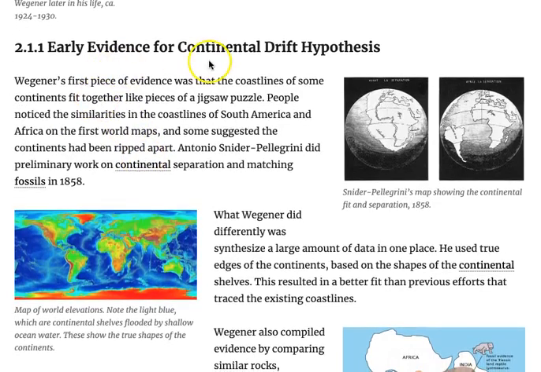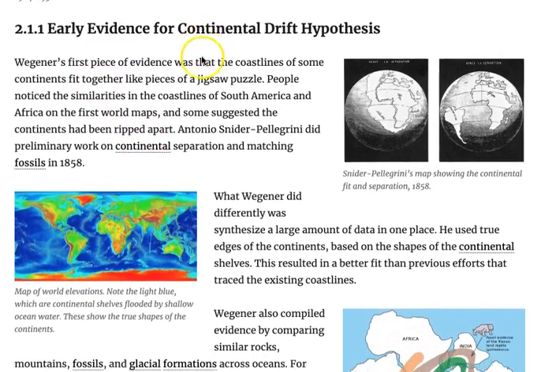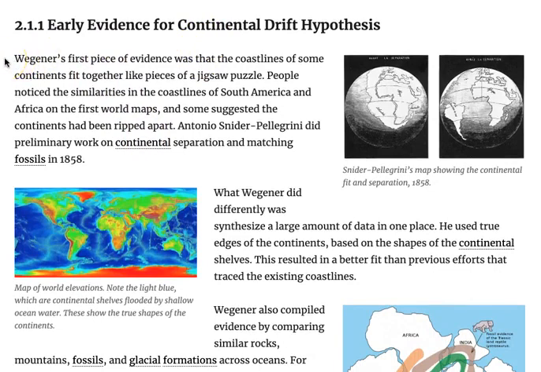Early evidence for continental drift hypothesis. Wegener's first piece of evidence was that the coastlines of some continents fit together like pieces of a jigsaw puzzle. People noticed the similarities in the coastlines of South America and Africa on the first world maps, and some suggested the continents had been ripped apart.